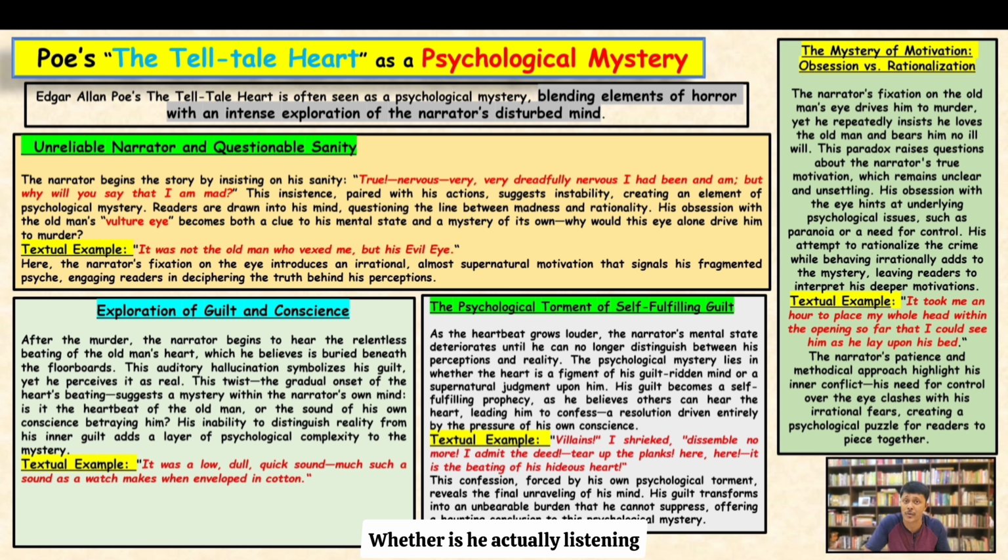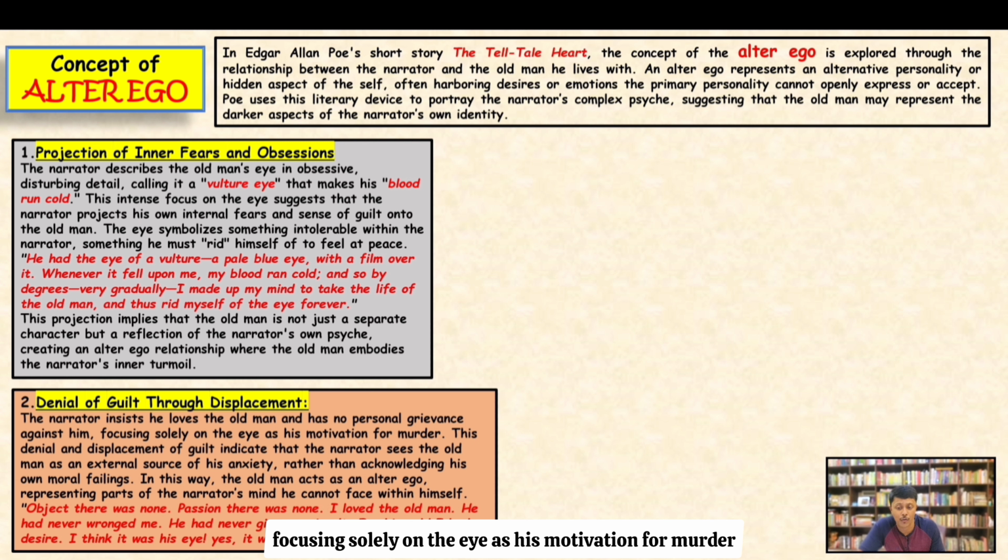So the narrator insists he loves the old man and has no personal grievance against him, focusing solely on the eye as his motivation for murder. So this is the denial of guilt through displacement, the old man as an external source of his anxiety rather than acknowledging his own moral failing. Third one is the unraveling of sanity through alter ego conflict.